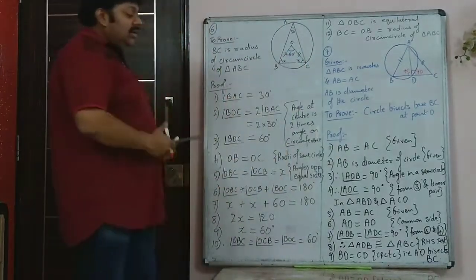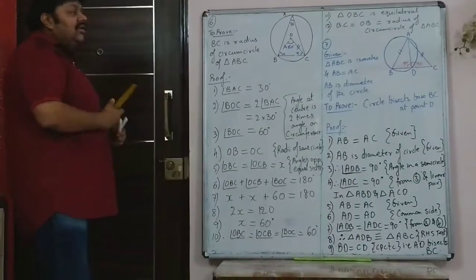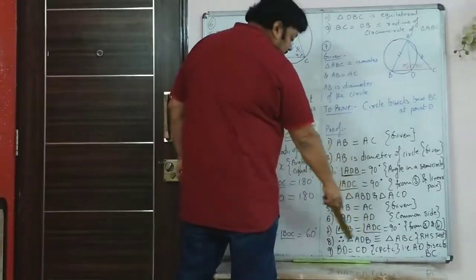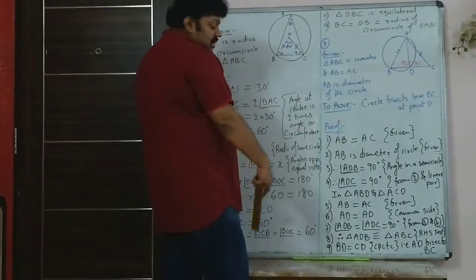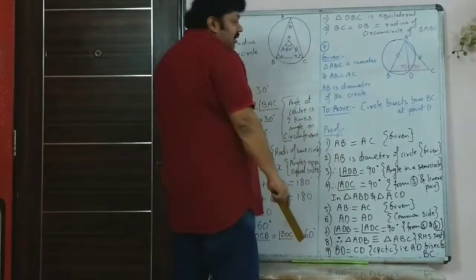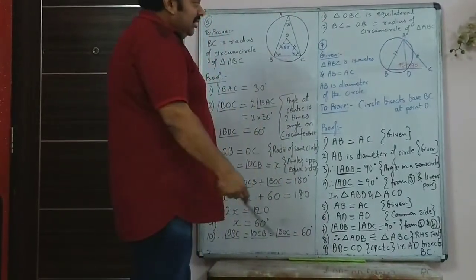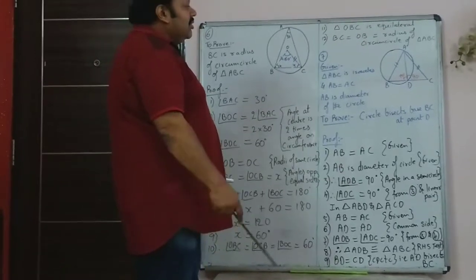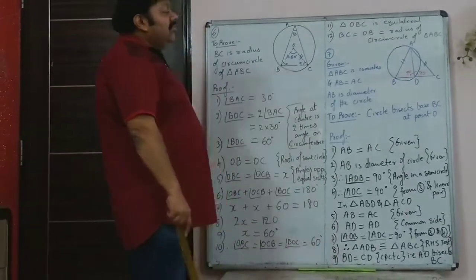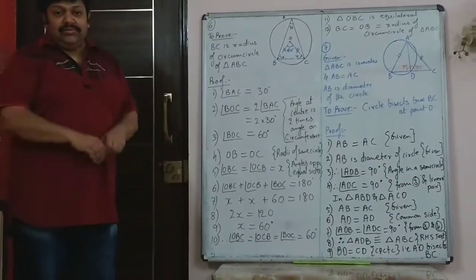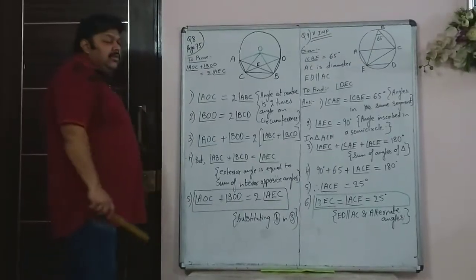So they are congruent. So because those two triangles are congruent, therefore you will have BD is equal to DC, CPCTC, and that is AD bisects the base BC, or the circle bisects the base BC. So that we finish sum number 7. We continue with sum number 8.